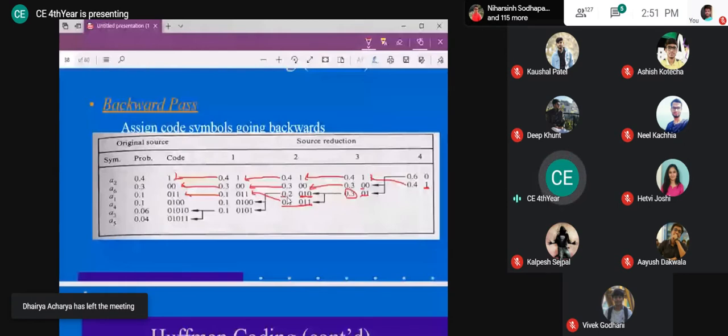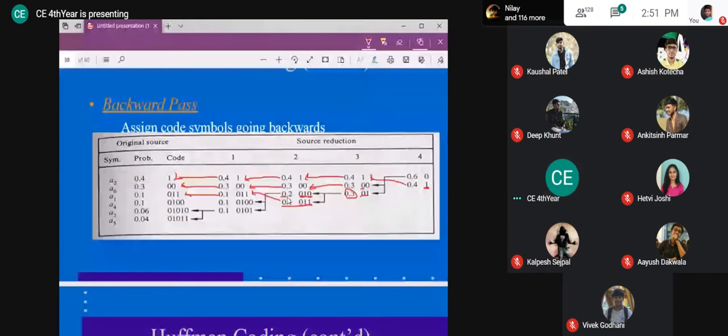The higher value will get 0. If they are equal, then the upper value will get 0 and the lower value will get 1, because it is in descending order. So every time I am assigning 0 to the upper values, the higher value will always get 0. In that way, I have assigned this code to one 0.1 and this code to another 0.1.